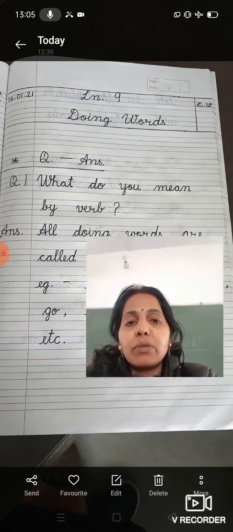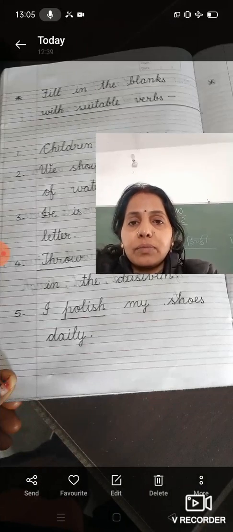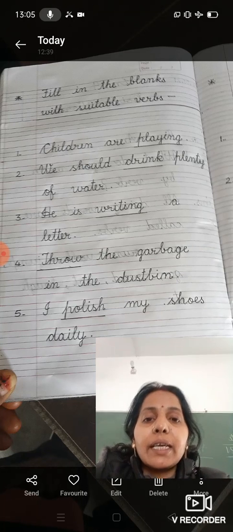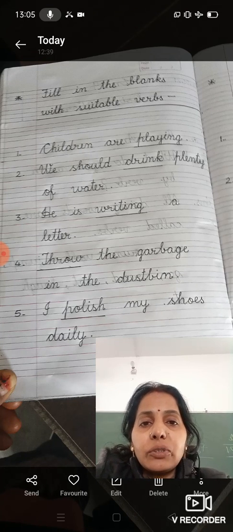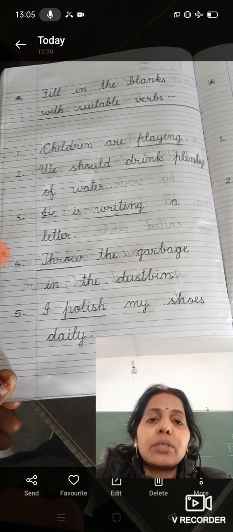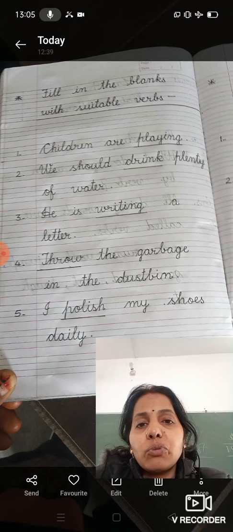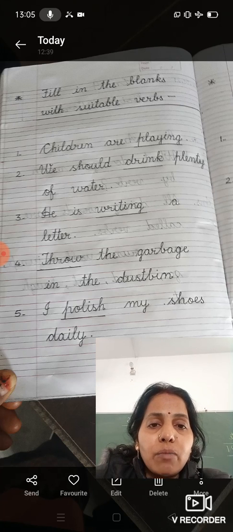Same way, children, we will go to the next page. Fill in the blanks with suitable verbs. Here I have written a few sentences, and you have to fill in the correct suitable verbs. Children are dash. Generally children are playing, so you will write there: children are playing.